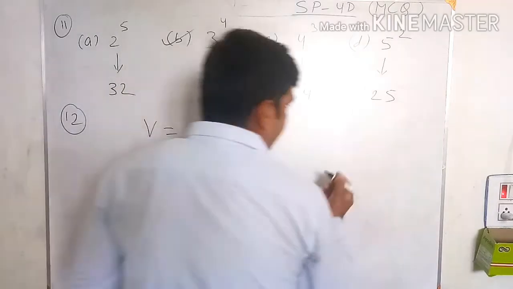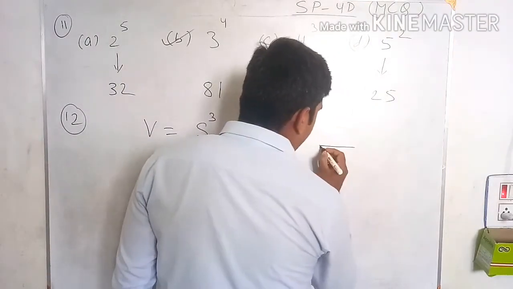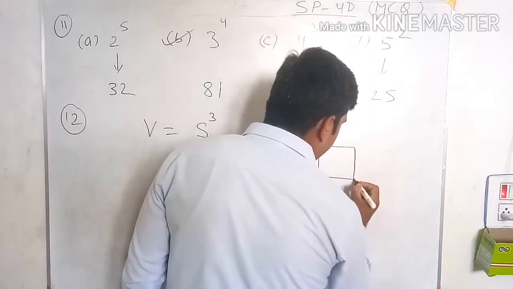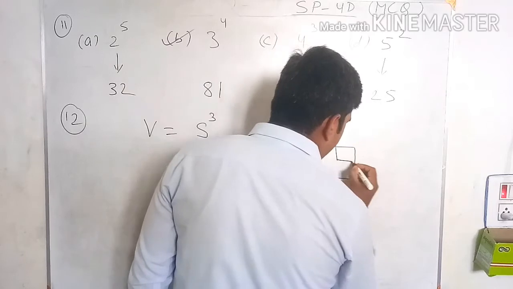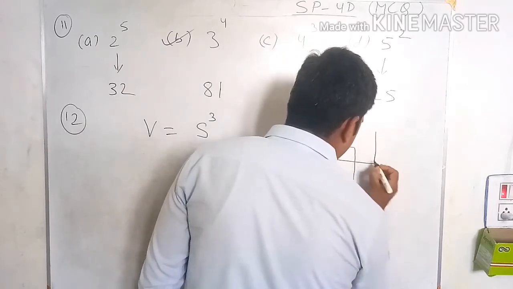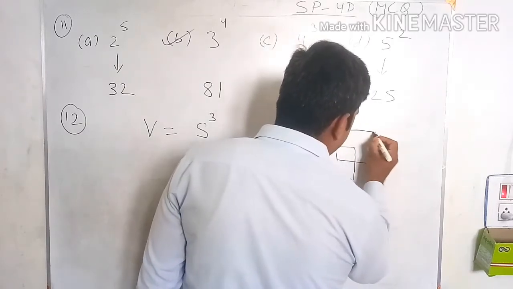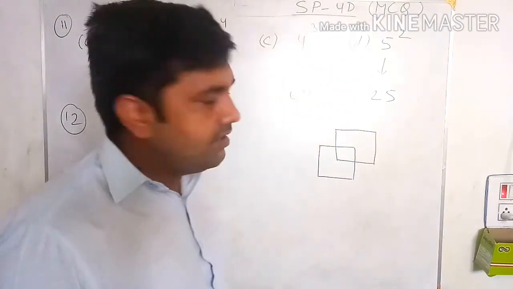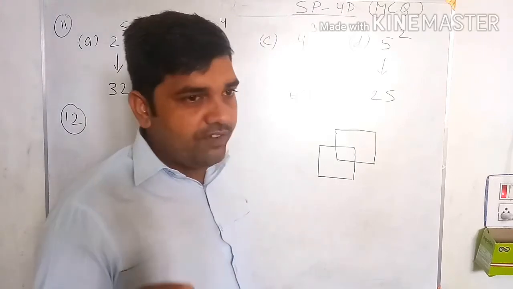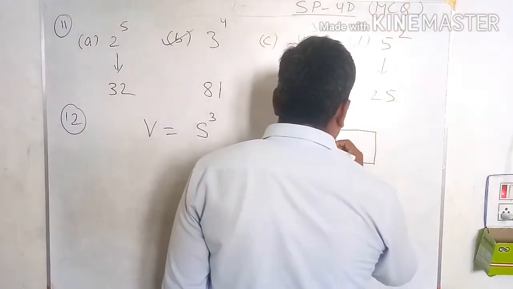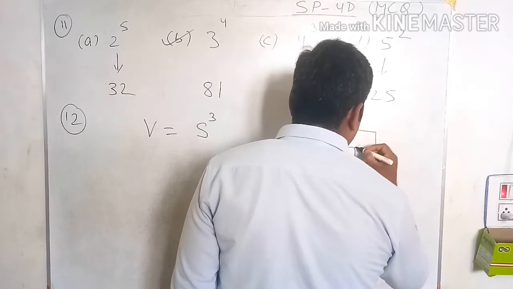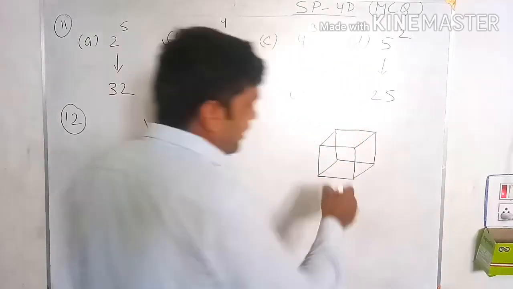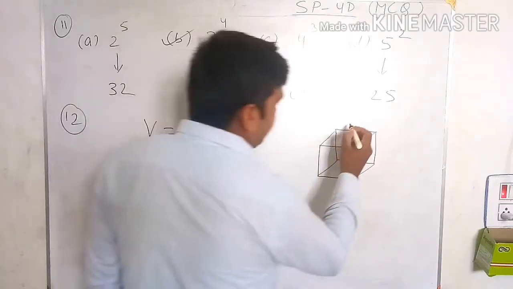What is a cube? A cube is a solid figure in which all sides are equal, meaning length, breadth, and height are equal. Like a dice is a cube. You have seen the dice of Ludo, where the numbers 1, 2, 3, 4, 5, 6 are written on each face. So that dice is a cube, and in a cube each side is represented by S.